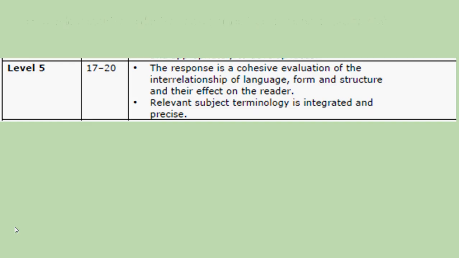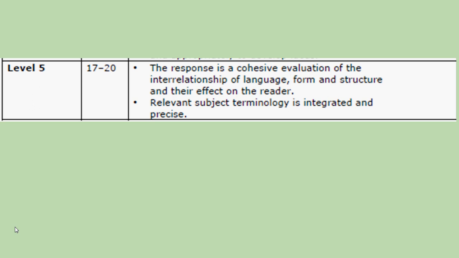Okay, so here's the mark scheme. This is purely based on AO2, so that's your understanding of language, form and structure. So to get perfect marks, you have to make sure your response has a cohesive evaluation of the interrelationship of language, form and structure and their effect on the reader. So to summarise that, a cohesive evaluation means you need to really be thinking about why the writer has structured the work in the way they have, which is very different from the old papers which asked you just to analyse what words meant and things like that. Now you have to be evaluative all the time.